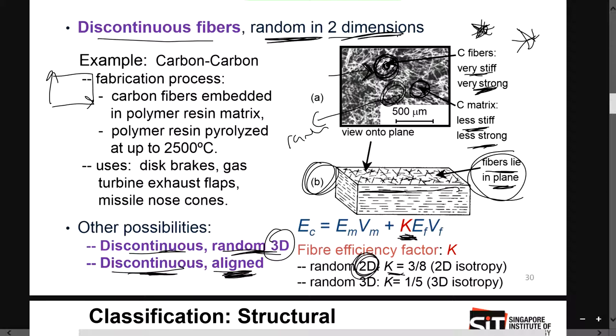So this is your constant, your fiber efficiency factor. As you can see, if it's 2D, the efficiency factor is about 0.375. I think, yeah, so I calculated. So 3/8 is about 0.375. If it's random 3D, your efficiency is 0.2. So you want to have a 2D random so that you have a higher efficiency factor K.